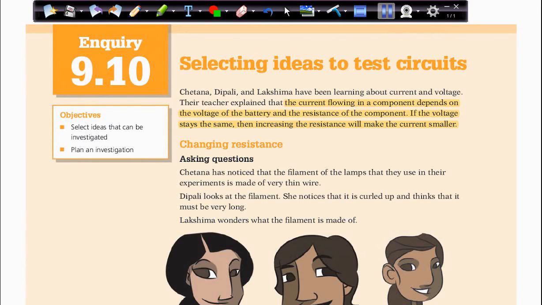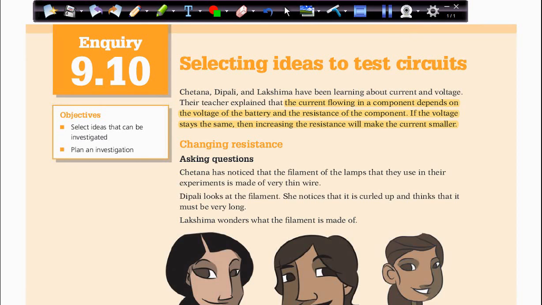Selecting ideas to test circuits. Please, I need you to take your highlighter and highlight these points that I highlighted. So, selecting ideas to test circuits. Chaitanya, Dipali and Lakshima have been learning about current and voltage. Their teacher explained that the current flowing in a component depends on the voltage of the battery and the resistance of the component. If the voltage stays the same, then increasing the resistance will make the current smaller. Changing resistance.